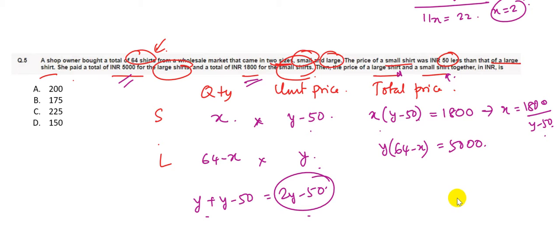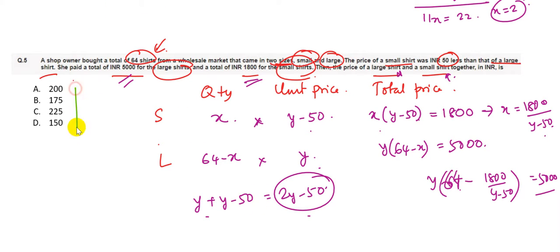Now if I substitute it in the second equation, it would be y into 64 minus 1800 by y minus 50 equals 5000. Now this will give me a quadratic in y, as you can see, right? So in order to avoid the quadratic and arrive at the solution quickly, what I'm going to do is take the help of the solutions given.